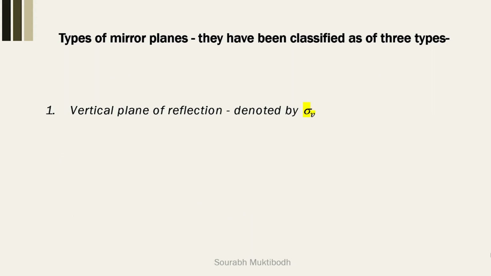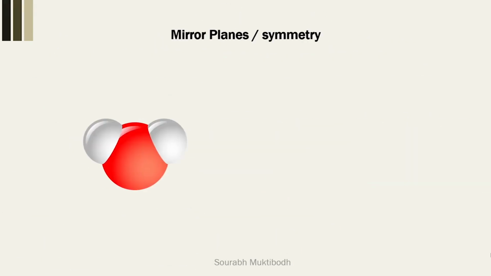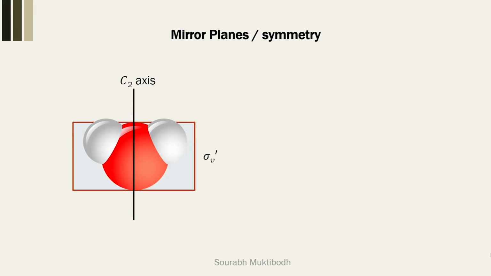Number 1 is the vertical plane of reflection, denoted by sigma v, the horizontal plane of reflection, denoted by sigma h, and the third one, the dihedral plane of reflection, denoted by sigma d. Let us try to understand them one by one. We take this example of the water molecule. We have demonstrated the C2 axis here, and one more plane, sigma v dash, is in your perusal. What do we notice? Should it be a horizontal plane of reflection? No. It is just not a horizontal plane of reflection because the principal axis C2 is not perpendicular to it. It is in fact collinear with the principal axis. So all those planes which are collinear with the principal axis are termed vertical planes of reflection.